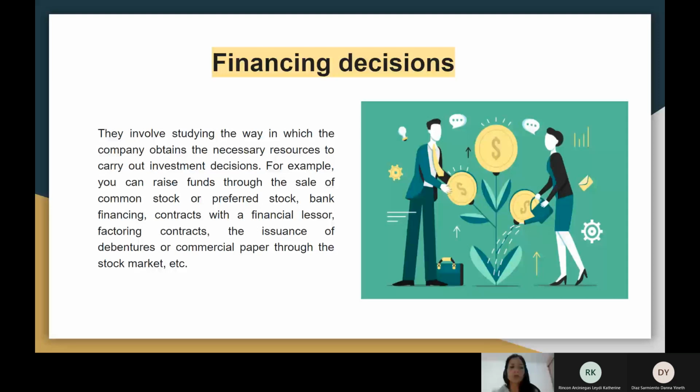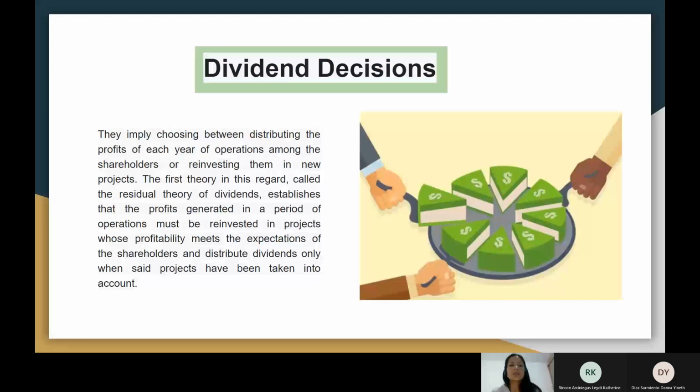Dividend decisions. They involve choosing between distributing the profits of each year of operation among the shareholders or reinvesting them in new projects. The first theory in this regard, called the residual theory of dividends, establishes that the profit generated in a period of operations must be reinvested in projects whose profitability meets the expectations of the shareholders, and dividends distributed only when said projects have been taken into account.